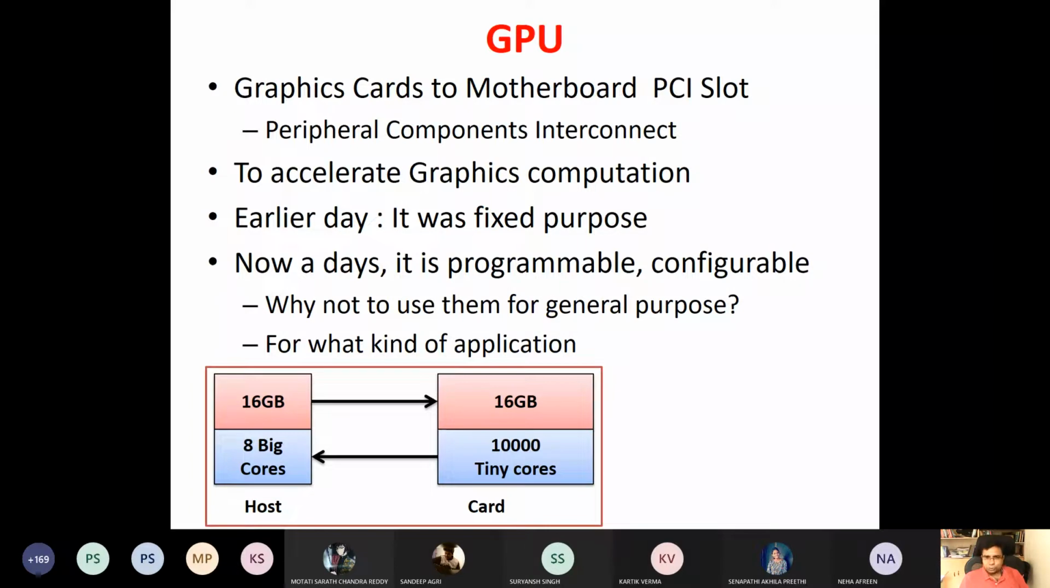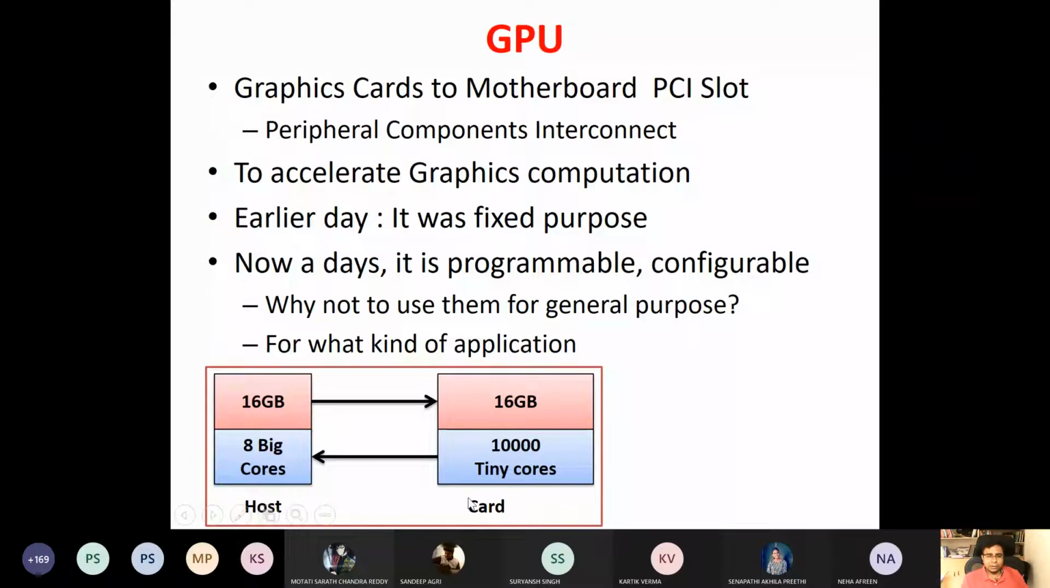So initially this GPU, or graphics card, was designed to isolate graphics computations in the early days, and it was for a fixed purpose. Later on, this graphics processing unit became programmable and configurable. Whenever I say programmable and configurable, it means it is flexible. Programmable means it can take many configurations. Because it is programmable and configurable, why not use it for general purpose, if applicable, for some kinds of applications? That's where we heard the term GPGPU, general purpose computing on GPU. That's why it is called GPGPU.